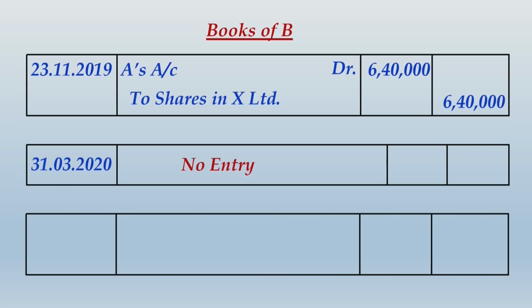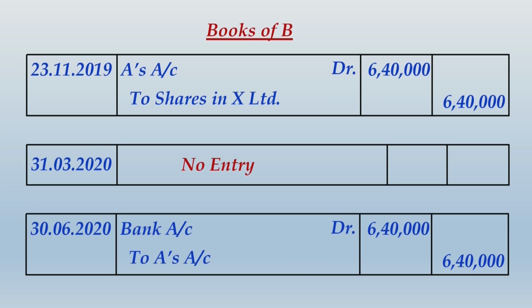However, on 30th June 2020, when the settlement date arrives, what B will do is B will simply receive that 6,40,000 from A, and finally all the accounts between A and B gets settled out by this receipt. So friends, the books of this party B is indeed much of a simpler task. So quickly take note of this, and that will be the end of the solution.